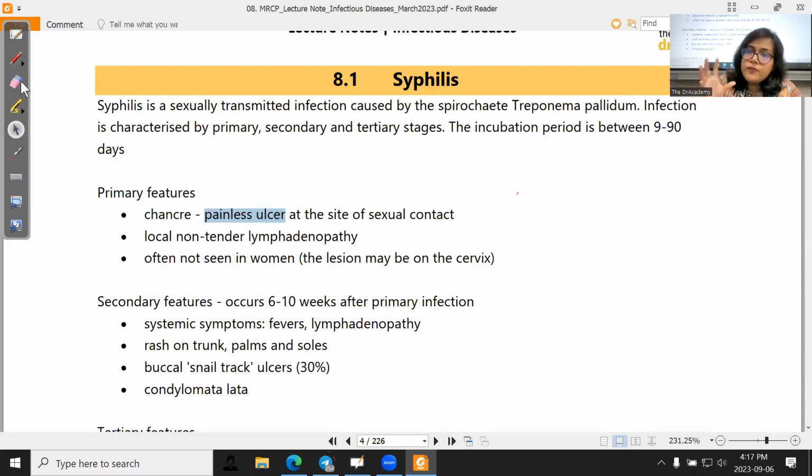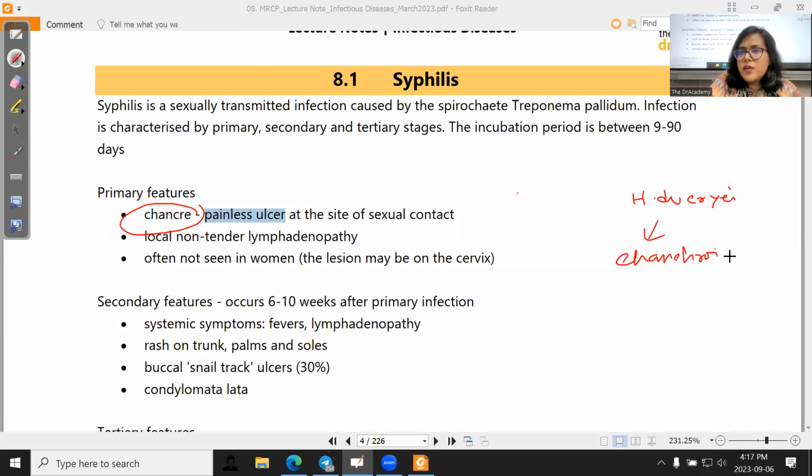So in terms of painful ulcer, the most common organism is herpes simplex virus, okay? Secondly, chancroid, not chancre. These two words sound very similar, okay? So let me just write it down. I will discuss the genital ulcers a bit later on. Syphilis will cause chancre, and Haemophilus ducreyi will cause chancroid. Chancroid is painful, chancre is painless, okay?